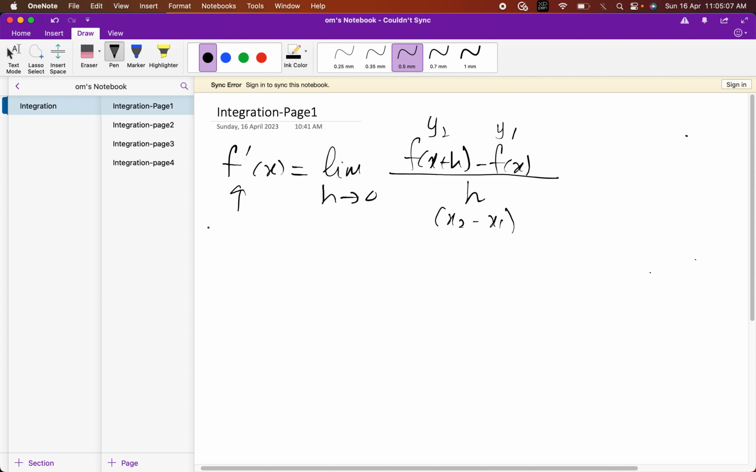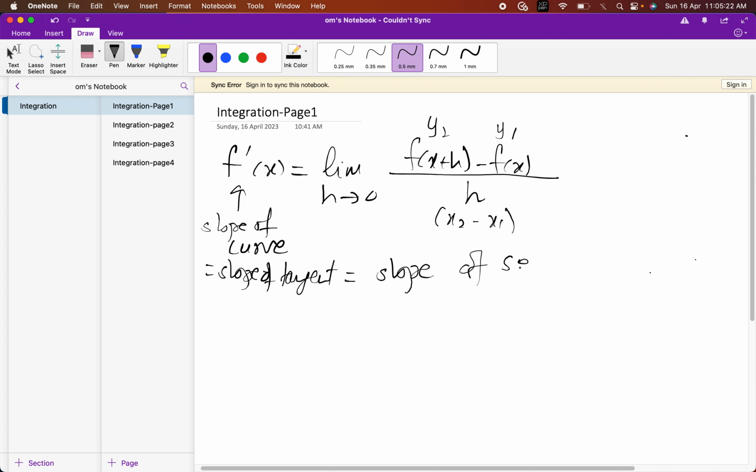So the slope of the curve is the same as the slope of the tangent, is the same as the slope of the secant, because the points are so close to each other that the tangent and secant are almost the same, and we get this expression for the slope of the curve. And this was used to find the gradient or the rate of change of a non-linear function using the first principle.